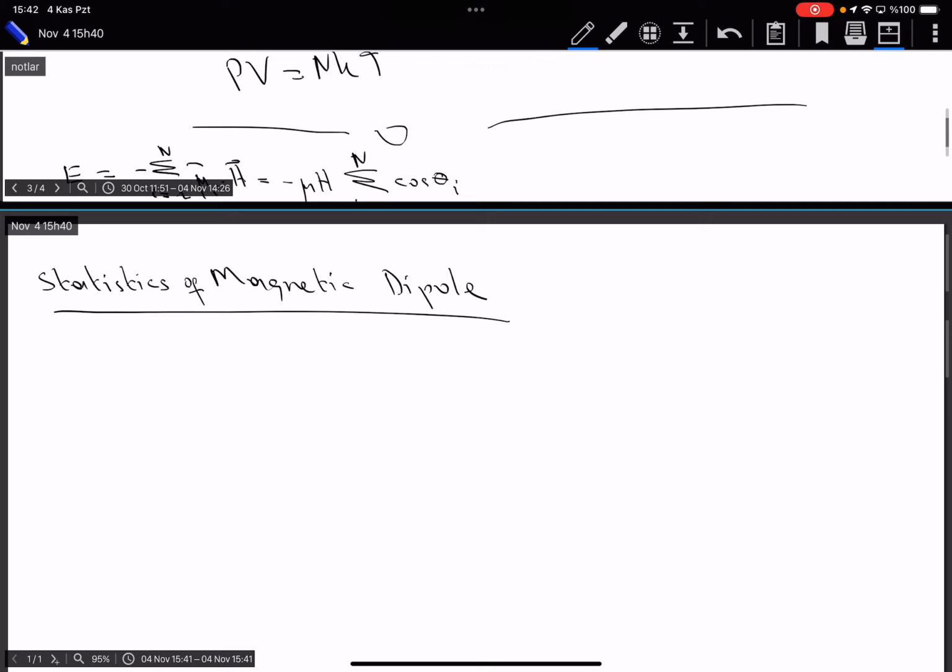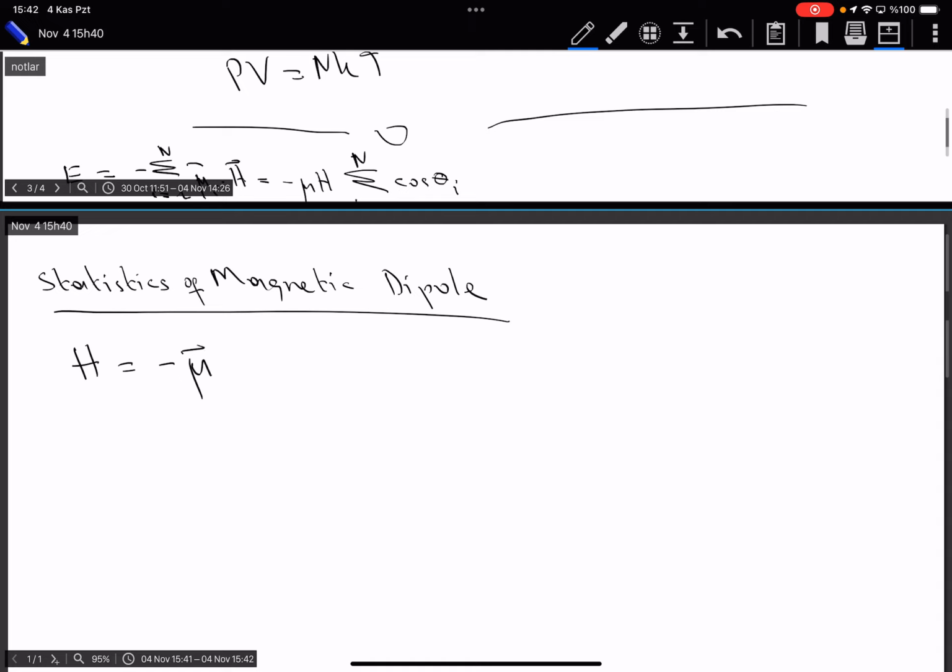Now our strategy is always the same. Find the energy eigenvalues, label them somehow, and sum over them. Both in classical statistics and also in quantum mechanics, that is basically what we will be doing. So let's start with the energy. What is the Hamiltonian of a magnetic dipole?